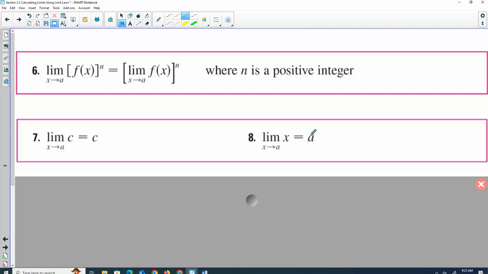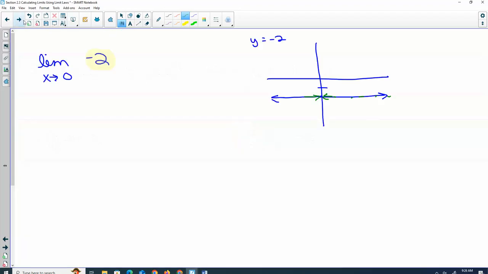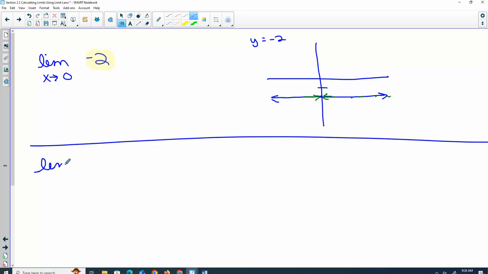But, number 8, this is our nicest result ever. The limit as x approaches a of x is equal to a. Here's what that is saying. I want the limit as x approaches 1 of x. Okay, this is my function, x. That's like y equals x. What does y equals x look like? Oh, it's a 1 to 1. So, yeah, a line with a y-intercept of 0, slope of 1, so it has 0, 0.